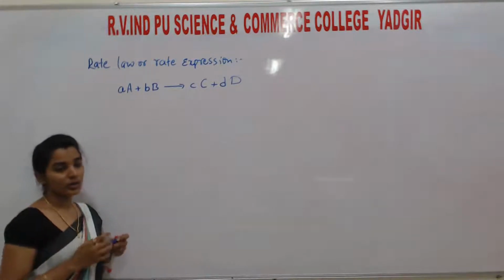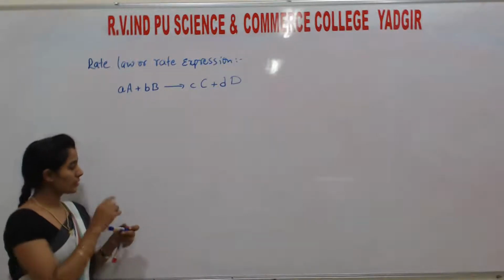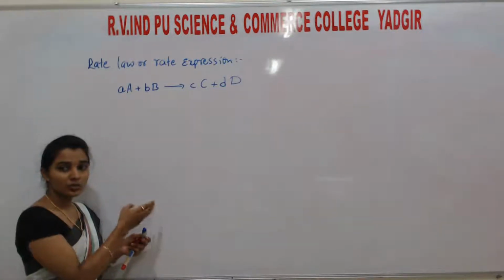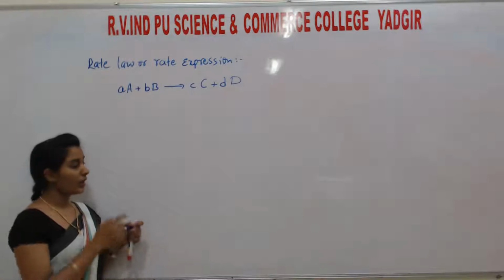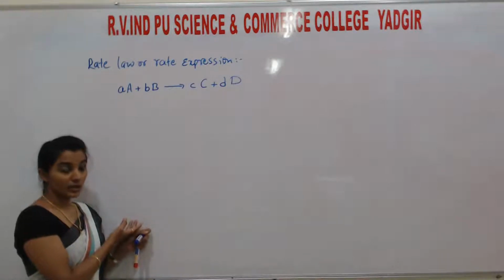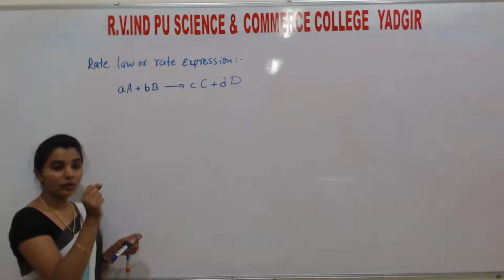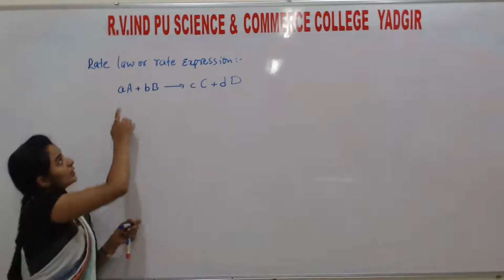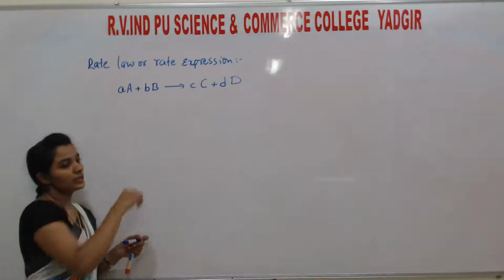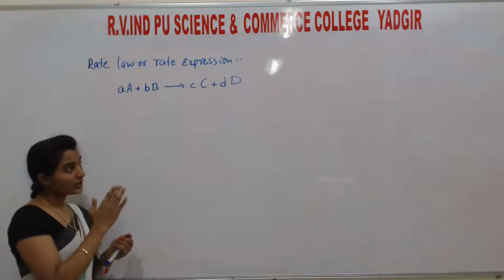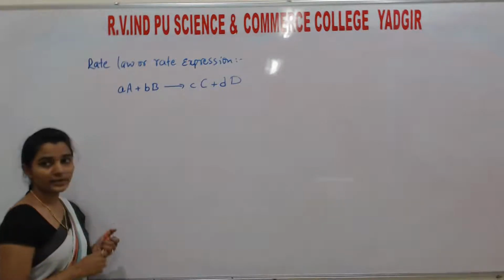For example, in some cases, take the reaction 2HI gives rise to H2 plus I2, or N2 plus 3H2 gives rise to 2NH3. The numbers 1, 2, 3 represent what? The coefficients a, b, c, d. So from this, we know how to write the rate expression.